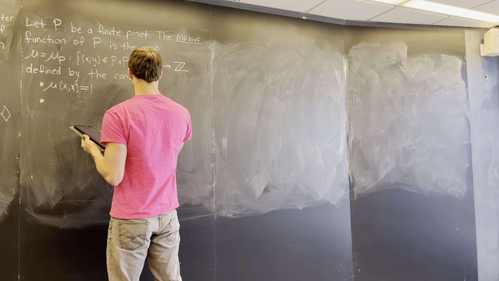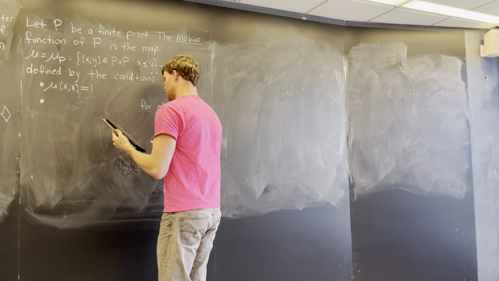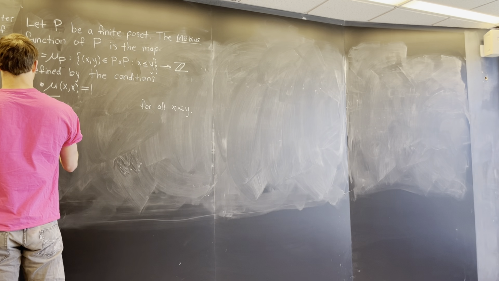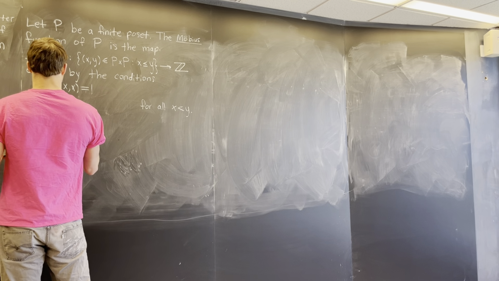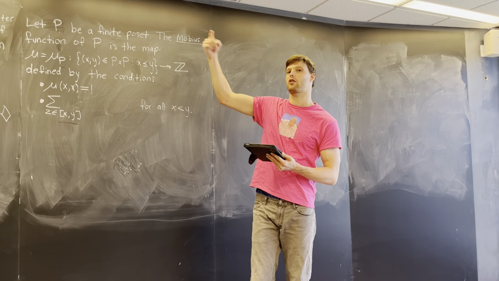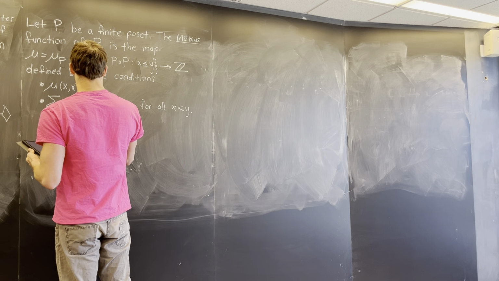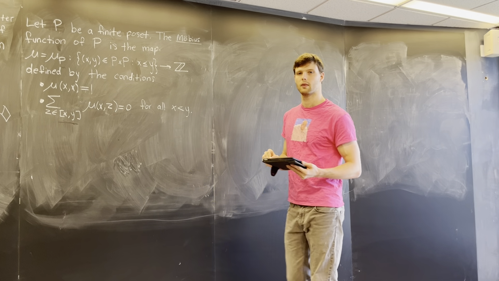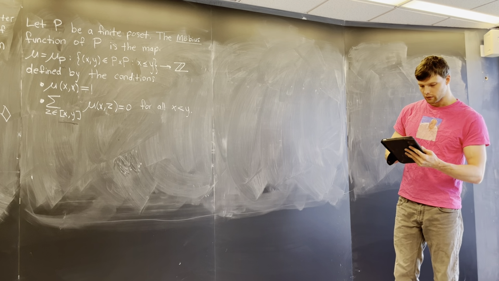And then secondly, whenever x is strictly less than y, I want the sum over all elements z in the interval between x and y. Recall that this bracket [x, y] is the set of things that are greater than or equal to x and less than or equal to y. And I want the sum of mu of (x, z) to be 0. Okay? So I'll show you an example of this.